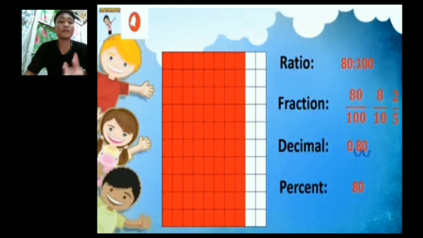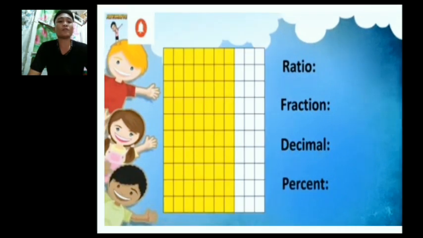So this is how we get it. 80 divided by 100 is equal to 0.8. Then we move the 0 to the left, so it becomes 0.80. Then we multiply that 80 by 100, and the result is the percent. After that, we put the percent symbol. So that is how we get it.